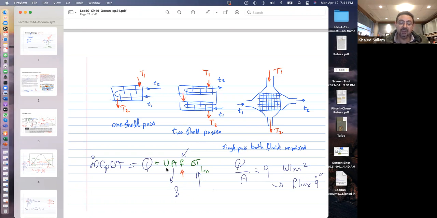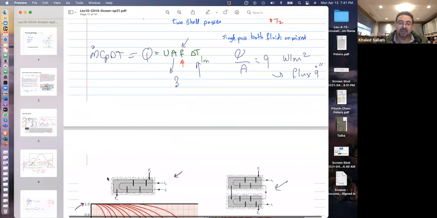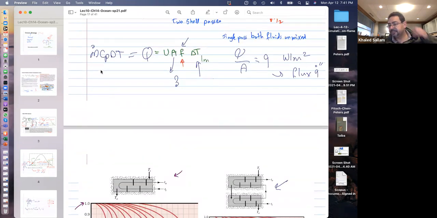So that Q is UAF delta T. It also happens to be our Q useful, the Q that we send to our working fluid that's going in the Rankine cycle. And so it's going to be m dot Cp delta T. And that's how you'll be able to get its delta T, for example. Or m dot.